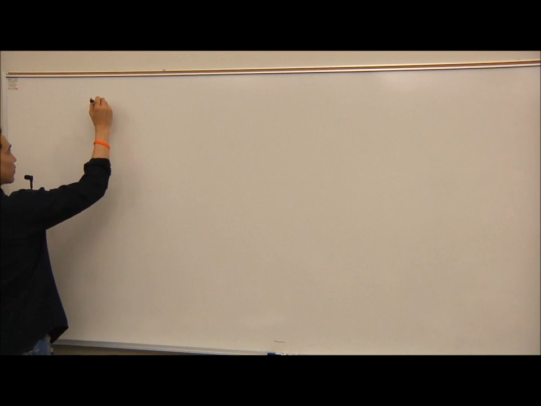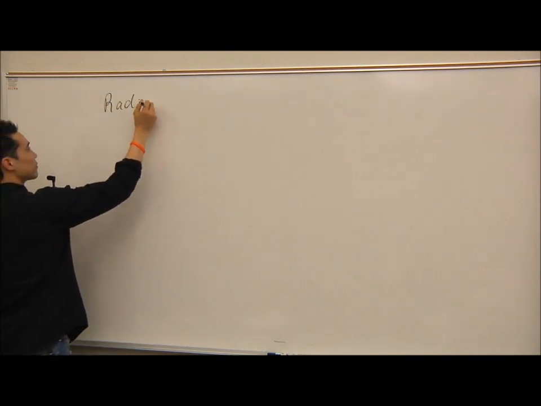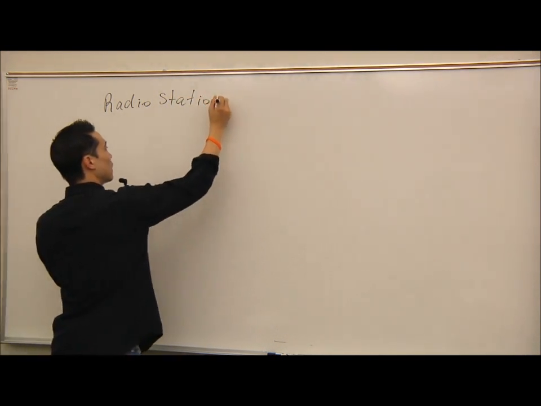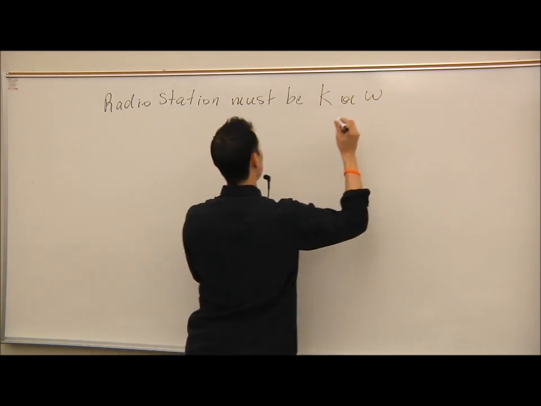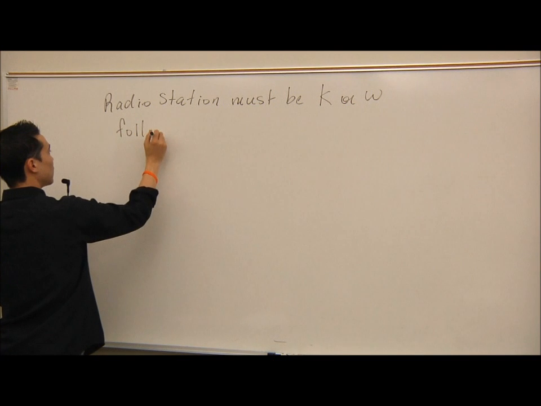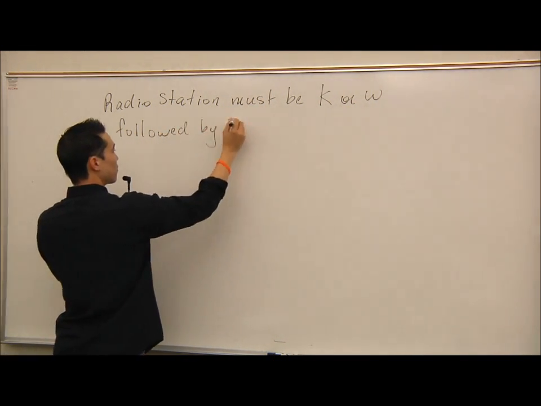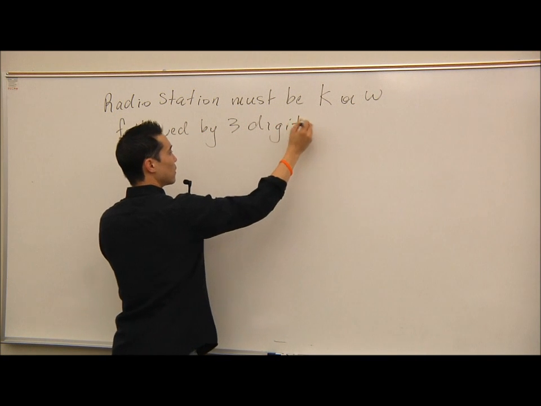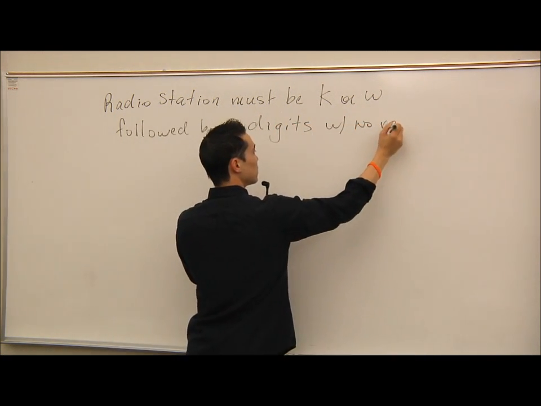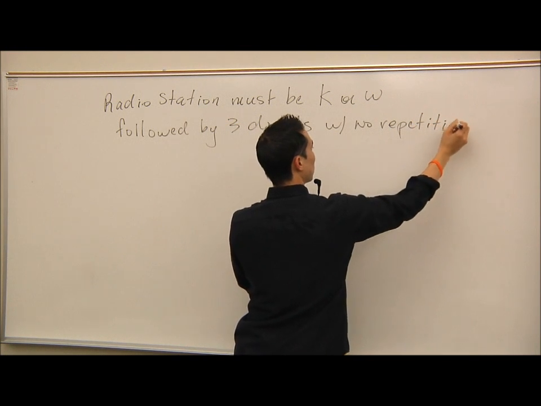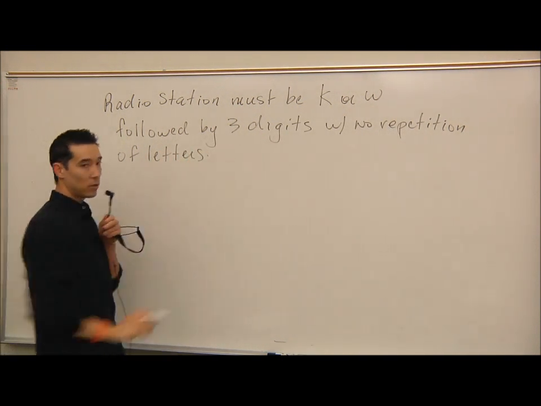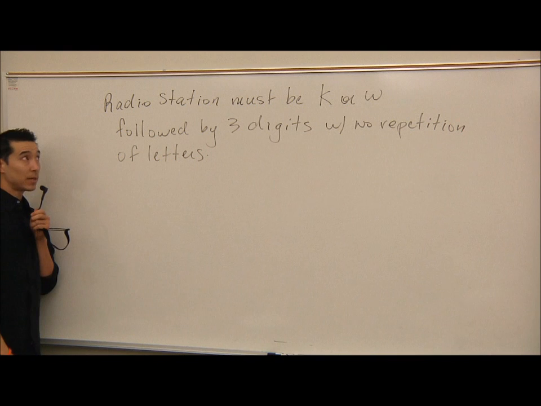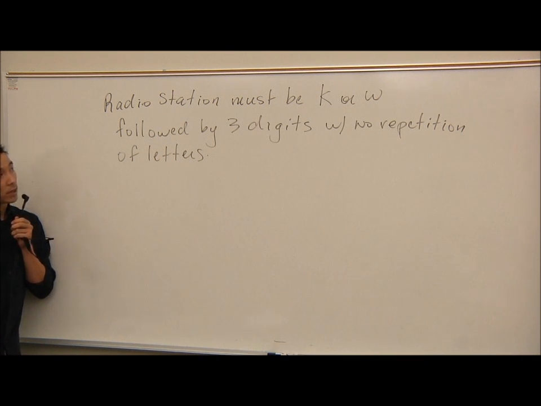All right, let's say a radio station call sign must be K or W, followed by 3 digits with no repetition of letters, but you can repeat digits. Okay? How many possible radio station call signs can we come up with?